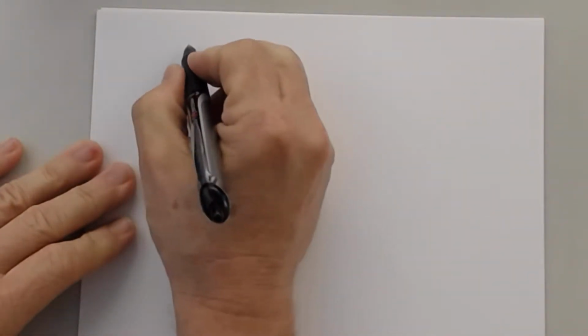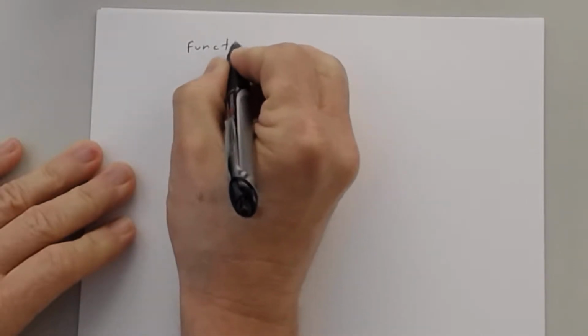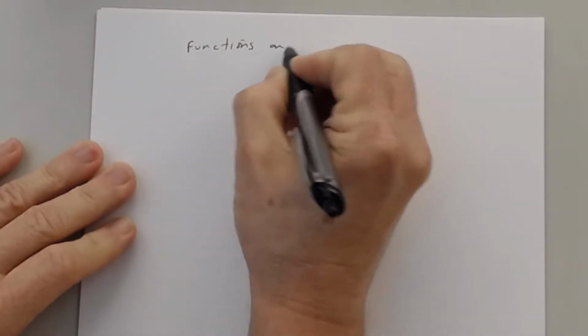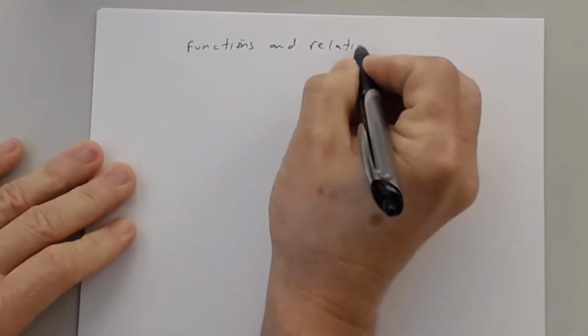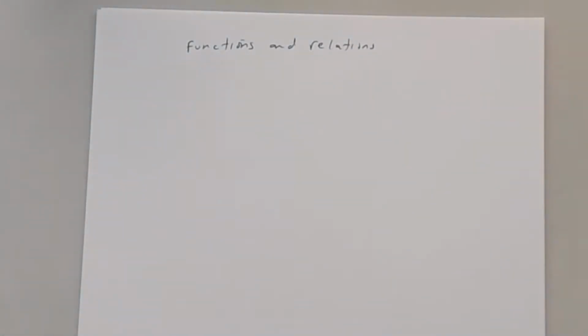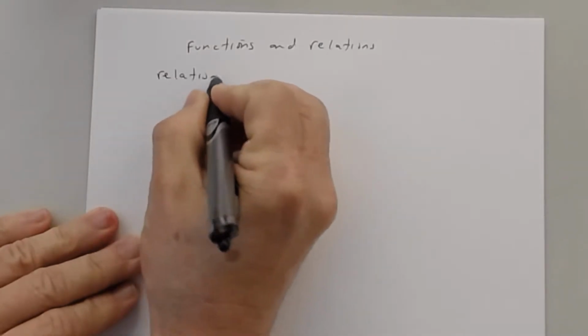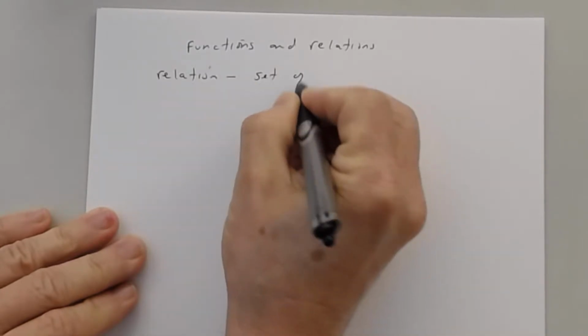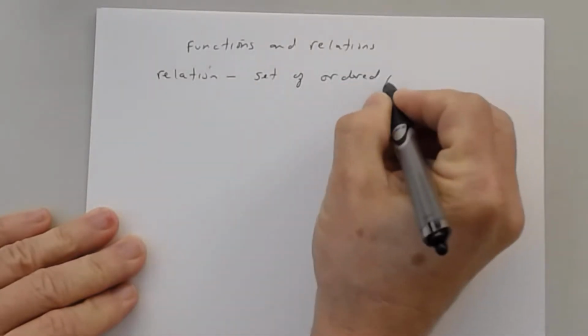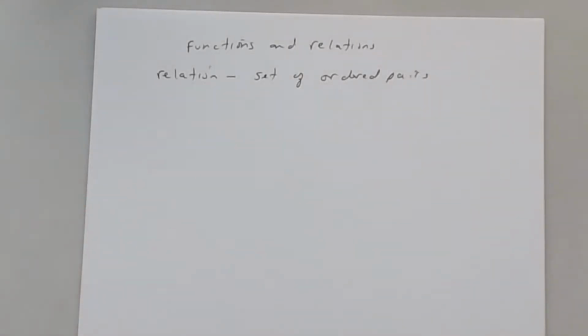All right, so we're going to talk about functions. Now, before we talk about functions, we need to talk about relations. All right, relations. A relation, the definition of relation, is a set of ordered pairs. A relation is a set of ordered pairs.